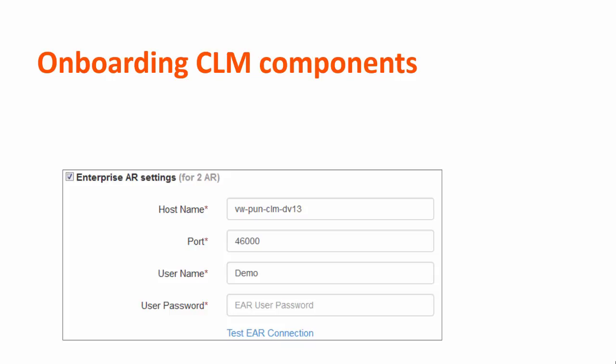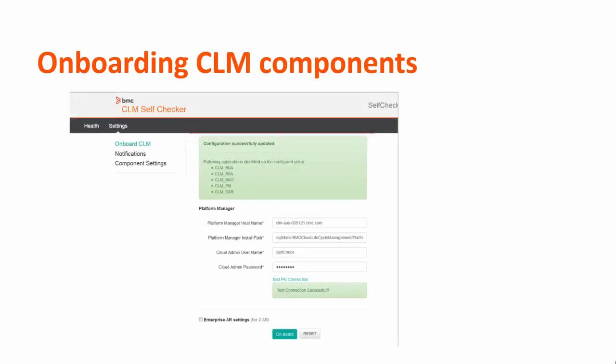If you use a second BMC Remedy AR system server, select the Enterprise AR Settings checkbox and then enter information for your Enterprise AR system server. Then click Test EAR Connection to verify that your connection settings are correct. Again, once your connection is successful, you can onboard the configuration.